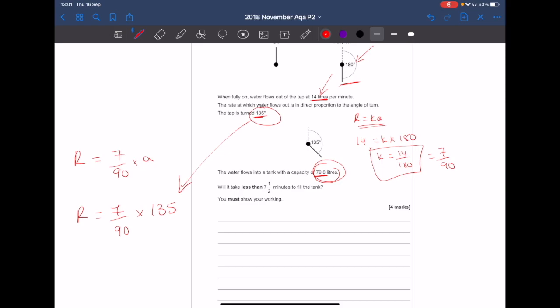So let's see if this number gets any better. 7 divided by 90 times 135 gives us 10.5. Sorry, my calculator just died. Low batteries. So the rate is 10.5 liters per minute.